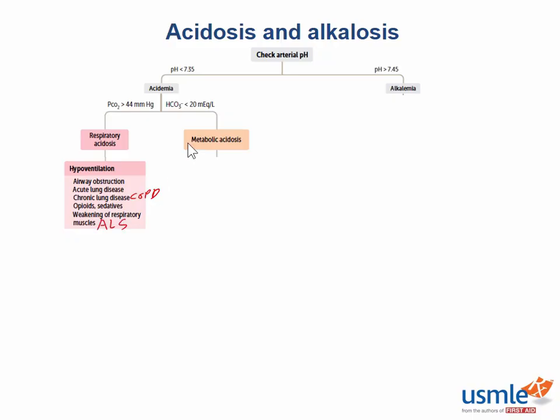Now, what if the bicarb is less than 20? Then we know that the acidemia is caused by a metabolic process because bicarb is being consumed as a buffer. In order to delineate the potential causes of a metabolic acidosis, we first need to check the anion gap. Do you remember how to calculate this? Correct. It's the sodium concentration minus the sum of the serum chloride and bicarb concentrations.